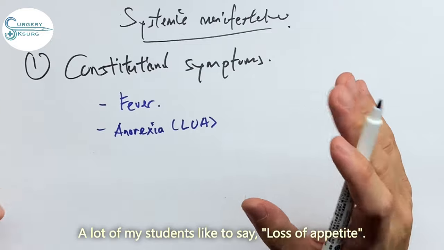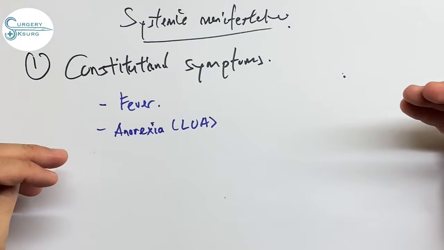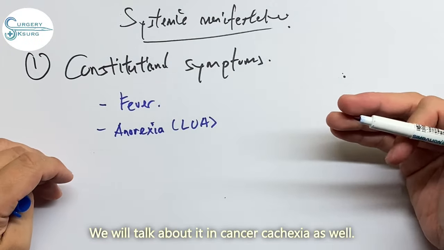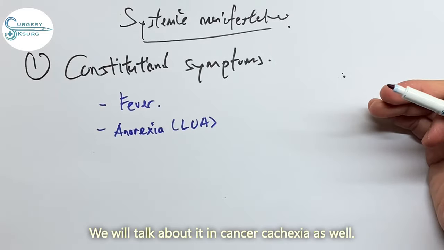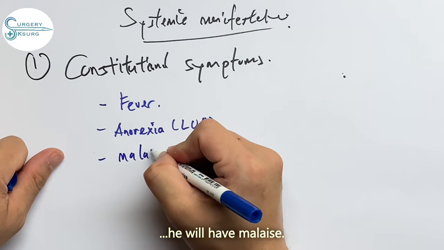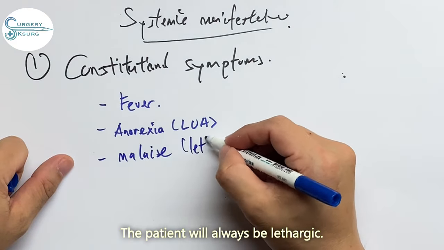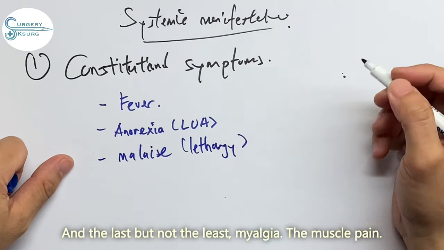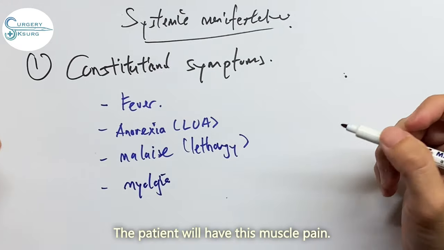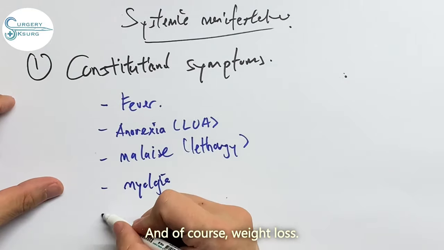So why does the patient have loss of appetite? It goes way back to nutrition. The patient is already in a hypercatabolic state. We will talk about this later on in cancer cachexia as well. Because the patient is malnourished, he has malaise. The patient is always lethargic. And the last but not least, myalgia, the muscle pain. The patient will have this muscle pain, right? And of course, weight loss.